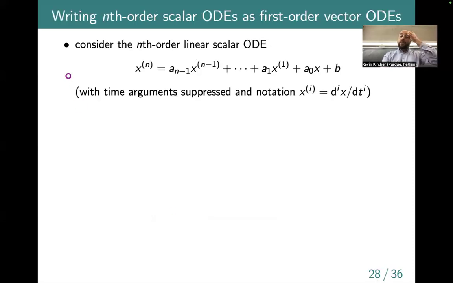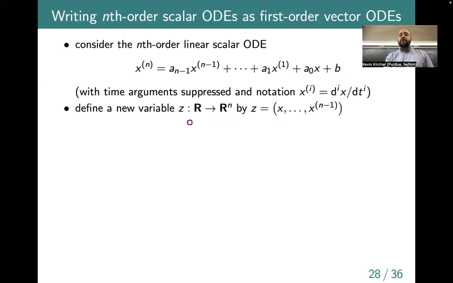Okay, so it turns out that there's a relationship between nth order linear scalar ODEs and this first order linear vector ODE that we just talked about. So the general form of a linear scalar ODE of any order, so it could have any number of derivatives in it, is here. And here the notation with the parentheses n as a superscript just means the nth derivative of the function x. So x1 here would just be the first derivative of x, x2 would be the second derivative, and so on down the line. And so this is our general form of an nth order linear scalar ODE. B here would just be a scalar function of time, for example.